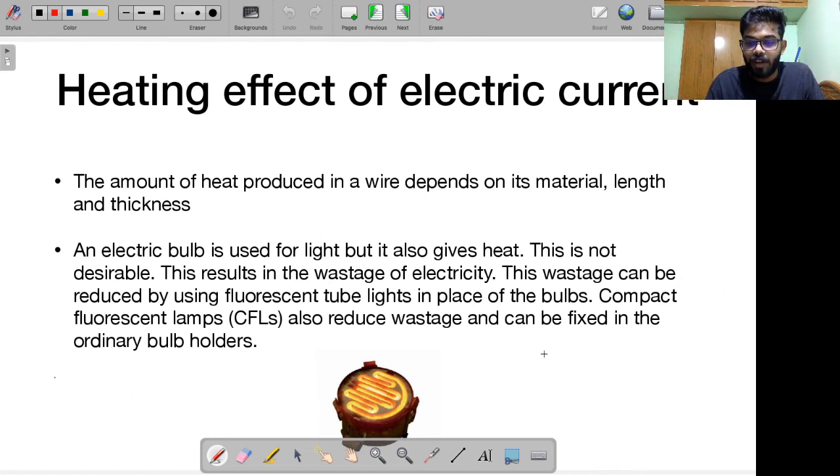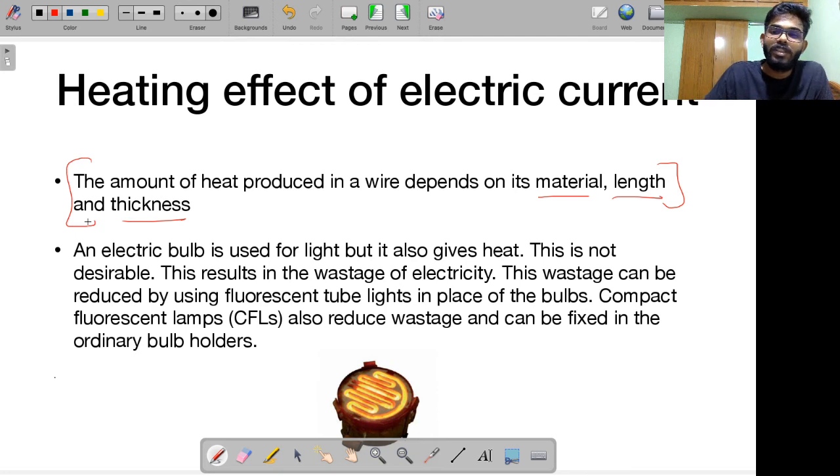Remember, when you are allowing electricity to flow through the wires, etc., they get heated up. The amount of heat produced in a wire depends on its material, length, and thickness. Alright, this is a formula we use in physics. It's not very important with respect to a UPSC examination.